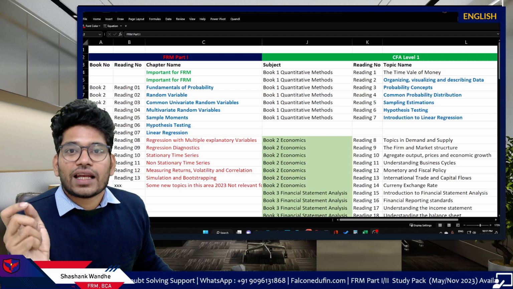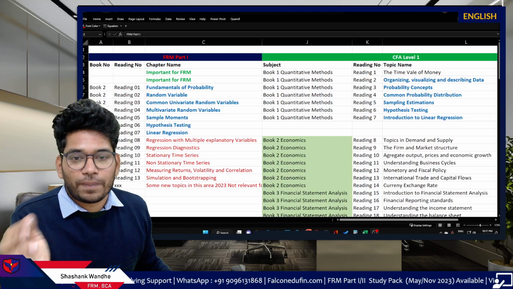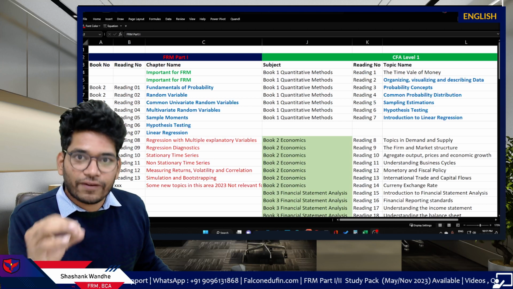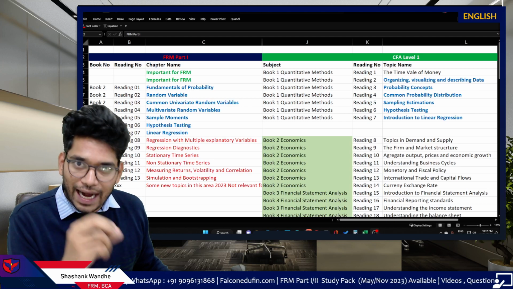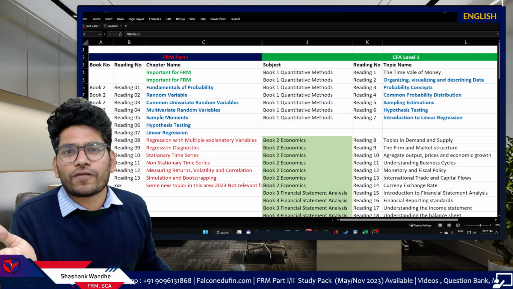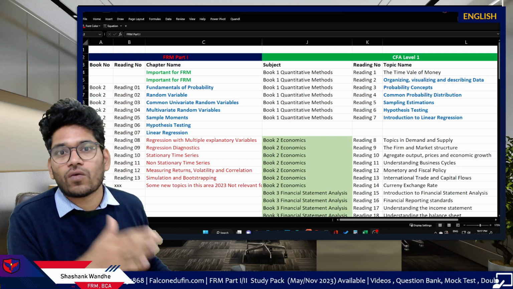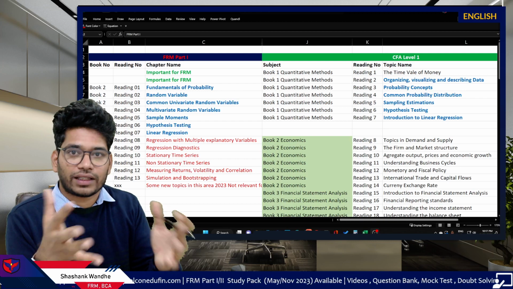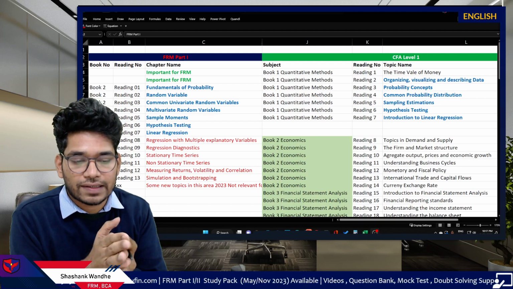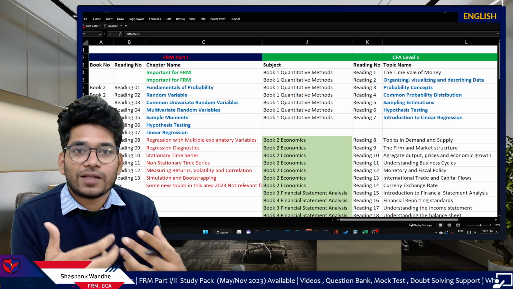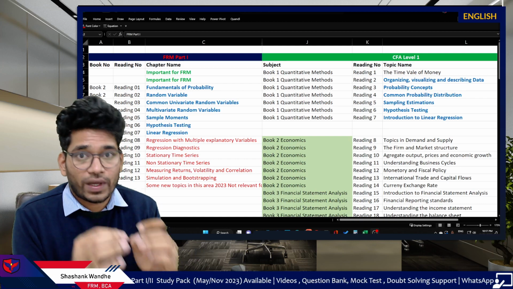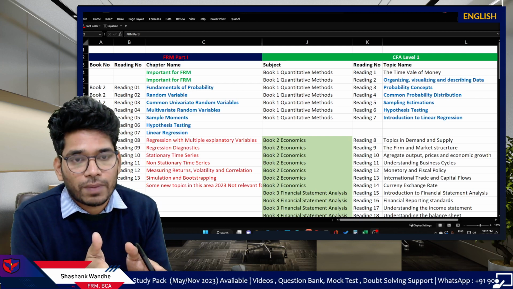Hi friends. Now in this session we will see what are the common topics in FRM and CFA. Specifically we'll be focusing on FRM part 1 and CFA level 1, because there are a lot of students who are done with their FRM and want to pursue CFA, or done with CFA and want to pursue FRM, or want to pursue both the courses simultaneously. So common topics help in reducing preparation time. This is very important from the preparation strategy perspective as well.